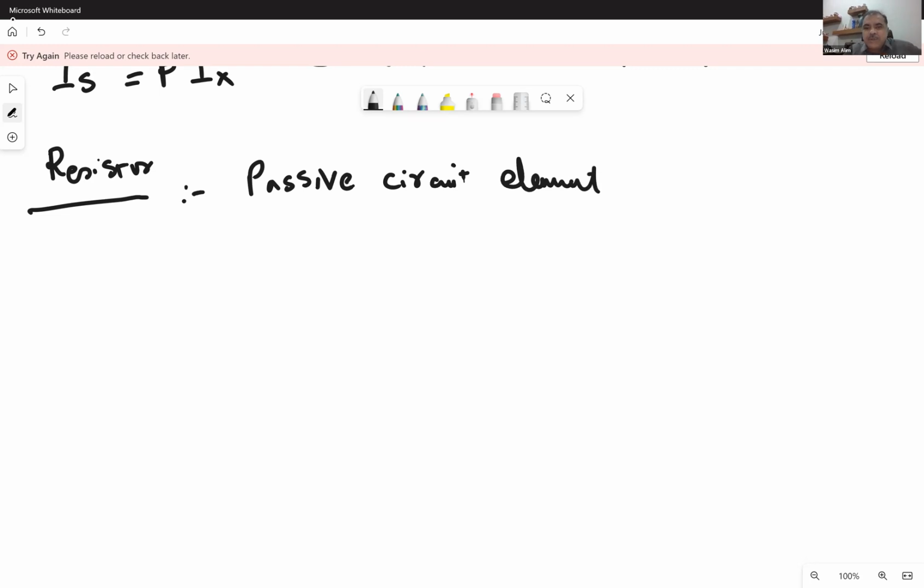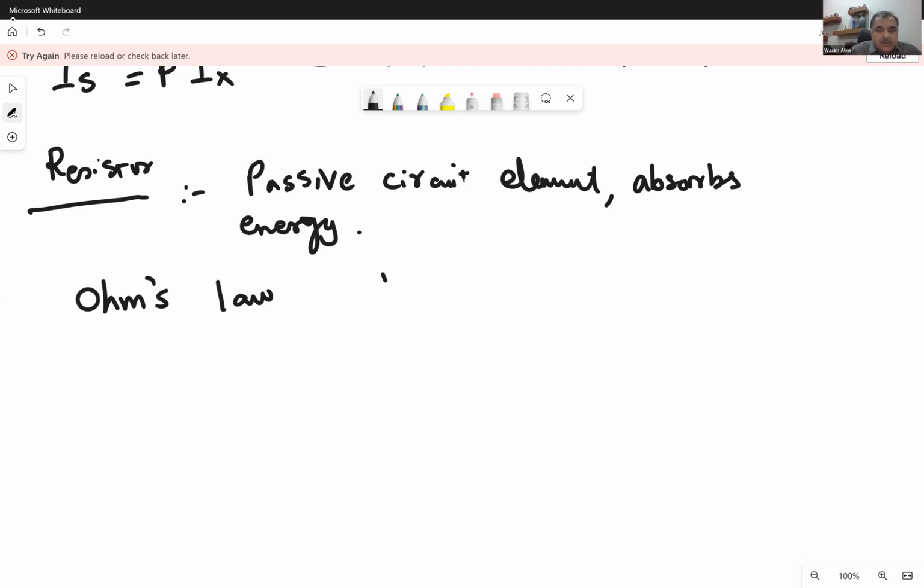So again, it's a load, so it's a passive circuit element, and it absorbs energy. And the Ohm's law description is such: V is equal to IR. I'm sure you have seen this. So the voltage in a resistor is dependent on the resistance and also the current that is flowing through it.